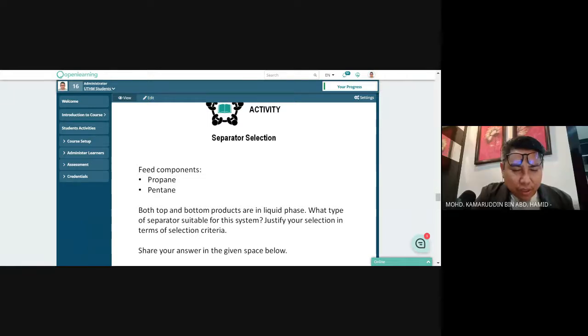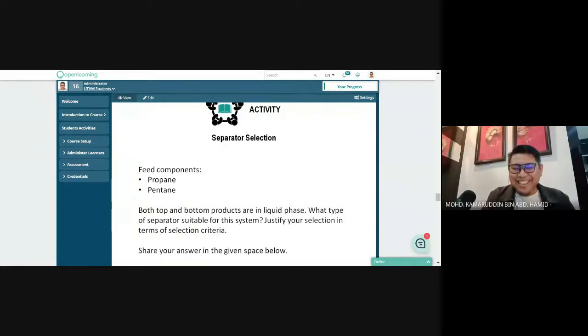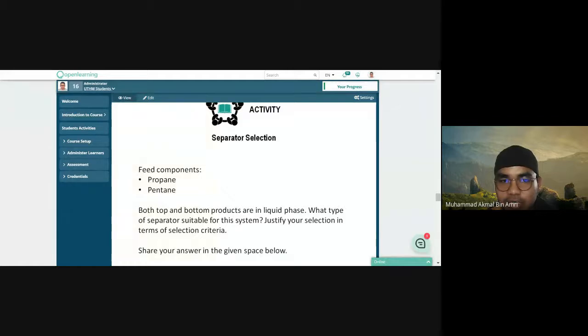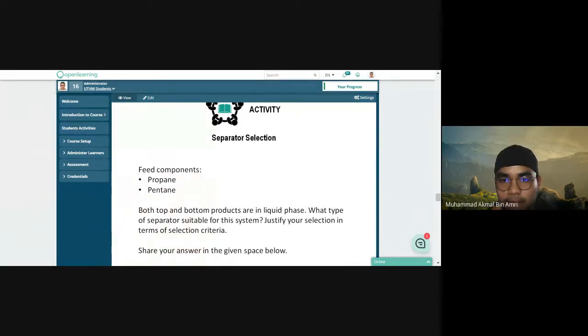Okay, so if both top and bottom are in liquid phase, is a distillation column suitable? I think yes. Others, answer. Azhar. If we use a condense absorber, can it work? Condense absorber. Propane and pentane. Propane is C how many? C3. Pentane? C5.